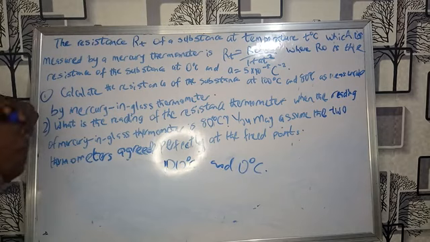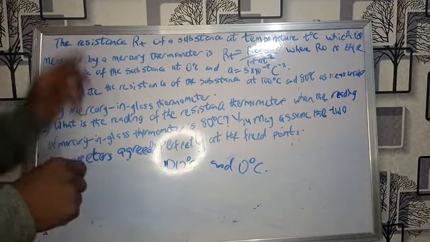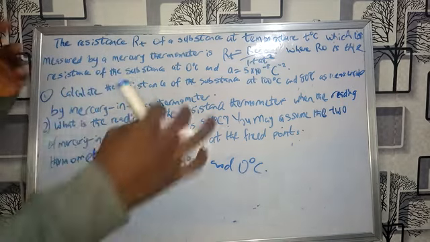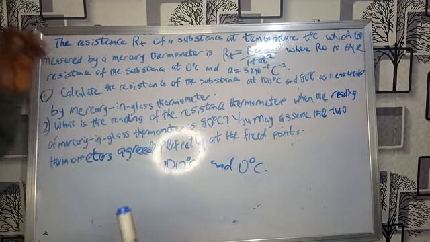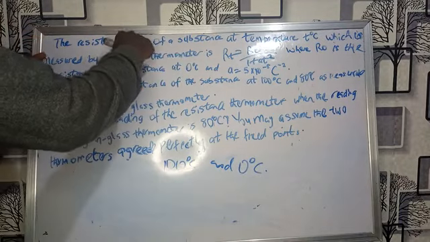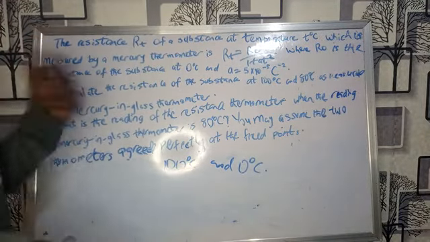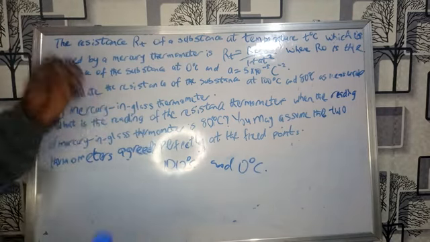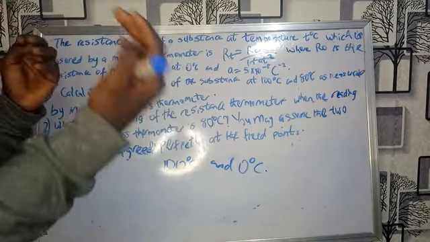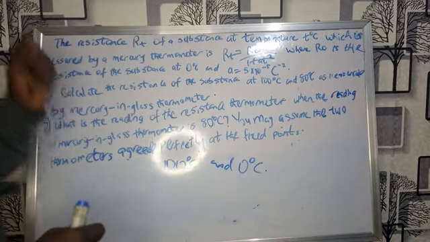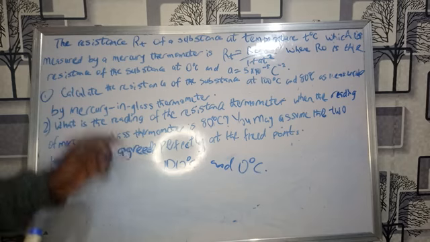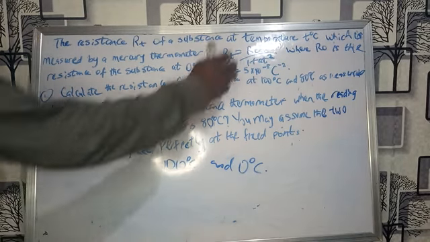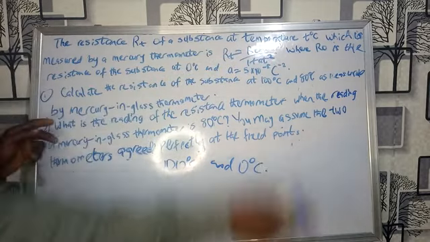Now from the first question, they're telling us to calculate what the temperature of the resistance thermometer will give us when the mercury is reading 80 degrees Celsius. Since we know that the reading of the resistance thermometer will depend on the resistance of that thermometer at that point, and the resistance of this thermometer depends on the temperature.